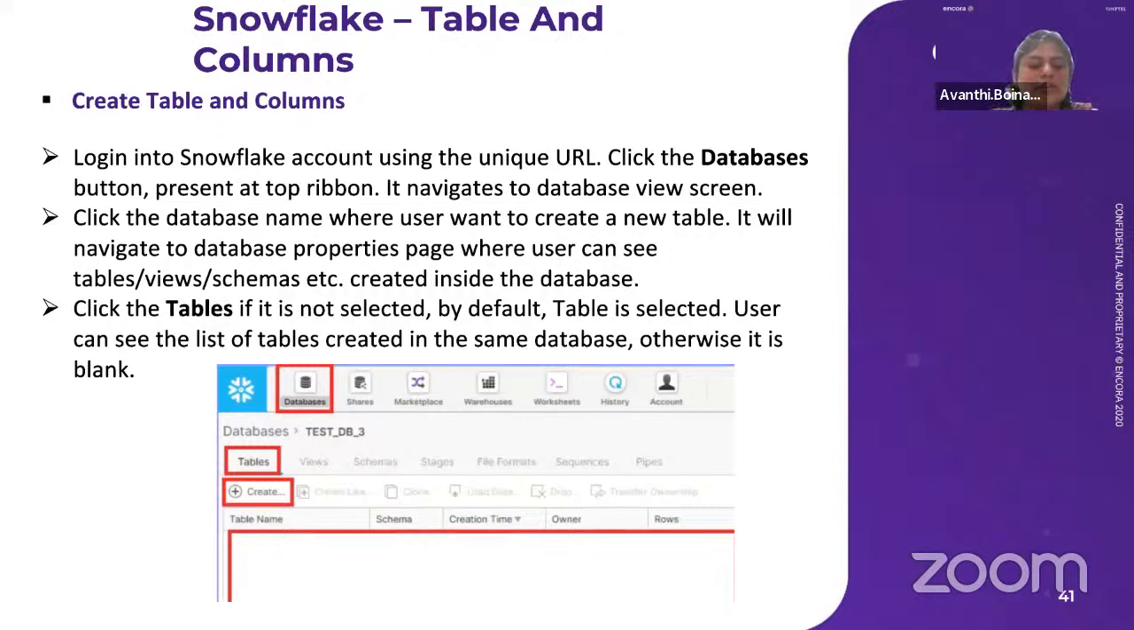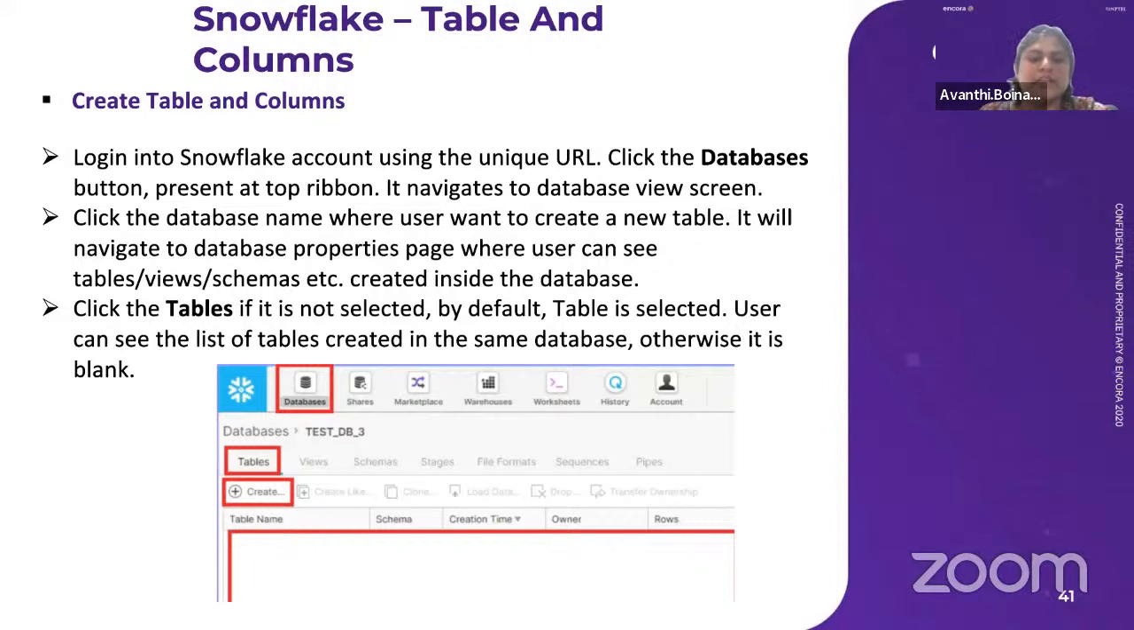The same way, we need to go to database, tables, and then create. Log in the same way and click on the database, then it navigates to the database view screen. When the user wants to create a new table, it will navigate to the database properties page. The user can see tables, views, schemas, everything. Inside the database, click the tables. If it is not selected, by default table is selected. The user can see the list of tables created in the same database, otherwise it is blank.